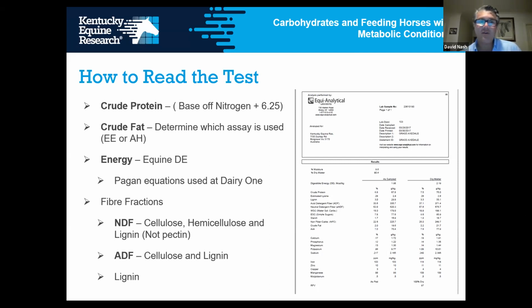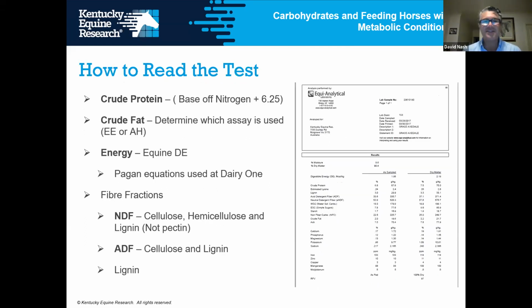The equations that Dairy One use are derived from Dr. Joe Pagan, who's the founder of Kentucky Equine Research. So they're quite specific with regards to digestibilities, and they're very equine specific. You'll also see fibre fractions, NDF, or it may appear on the results or analyst page as aNDF. What that does, it contains cellulose, hemicellulose, and lignin, but not pectin, which is the softer fibre fractions. And then we have ADF, which is cellulose and lignin. And then sometimes on the results we have lignin, which is our indigestible portion of our diet.